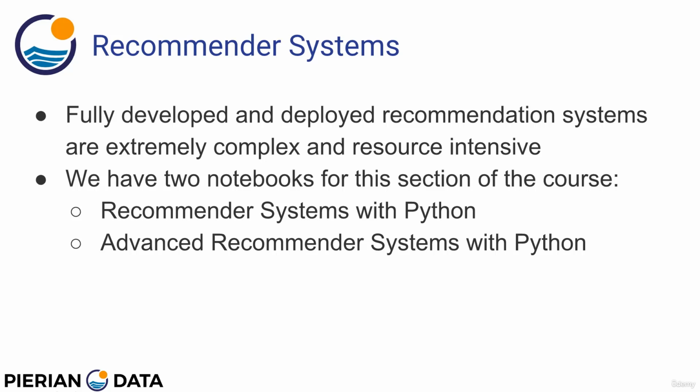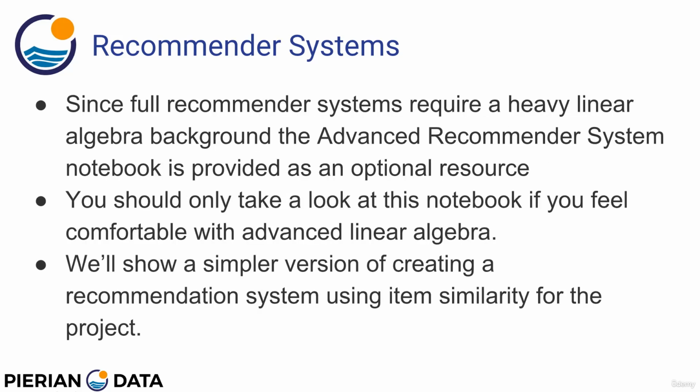Let's go ahead and discuss how we're actually going to approach recommender systems in this course. A fully developed and deployed recommendation system is actually extremely complex and resource intensive. Because of this, we're going to have two notebooks for this section of the course. We have the Recommender Systems with Python notebook and the Advanced Recommender Systems with Python notebook. Since a fully implemented recommendation system actually requires a heavy linear algebra background, the Advanced Recommender System notebook is provided as an optional resource for you. You should only take a look at this notebook if you feel comfortable with advanced linear algebra. What we're going to do for this course is show you a simpler version of creating a recommendation system using item similarity for the project.